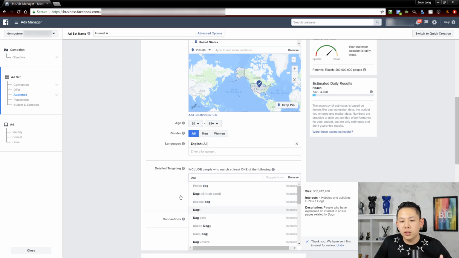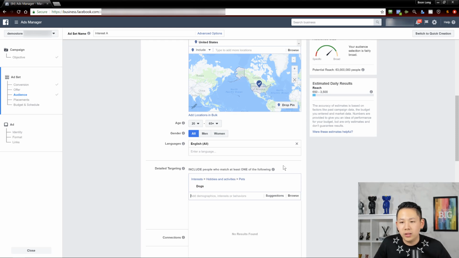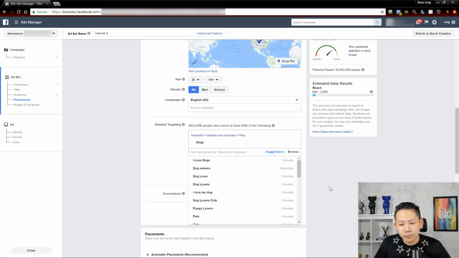But this, as mentioned, is like the giant haystack. Just in the United States, 63 million people. You do not want that. For beginners, for a new pixel, it'll be really hard to find a buyer in such a big interest group. Instead, just make sure you type in dogs and add in here. Why do we add in here? Because once you add in the first interest, Facebook is able to give you a lot of suggestions by clicking here.